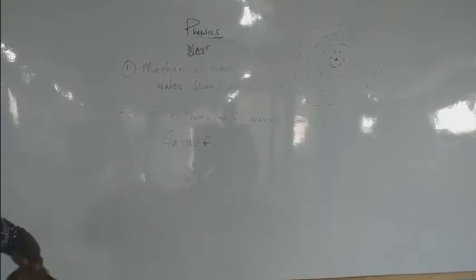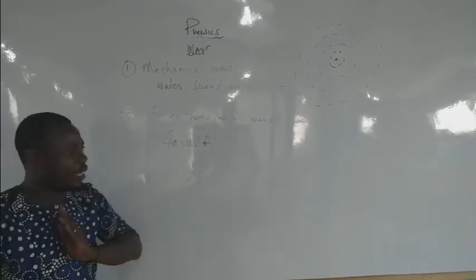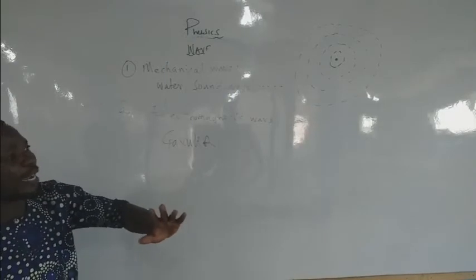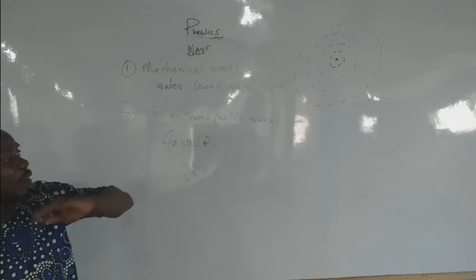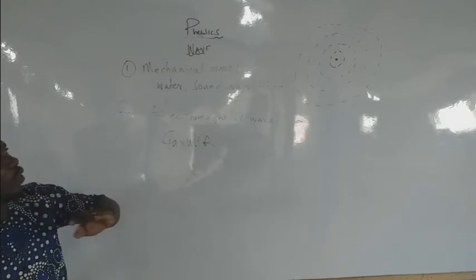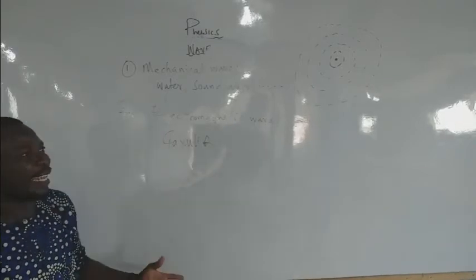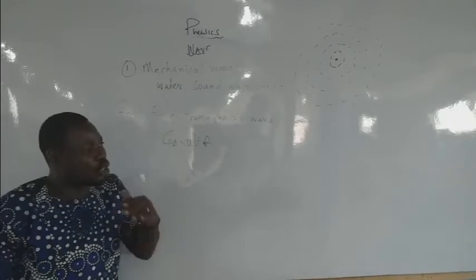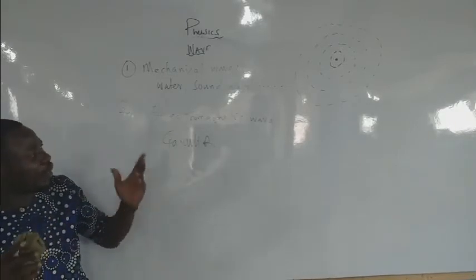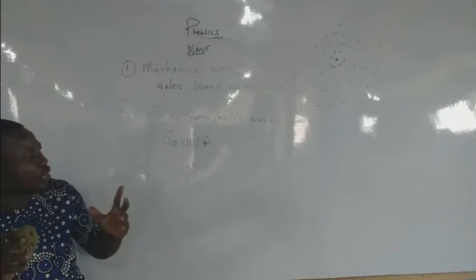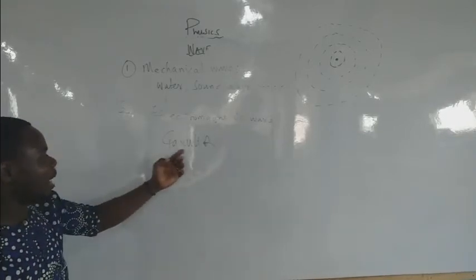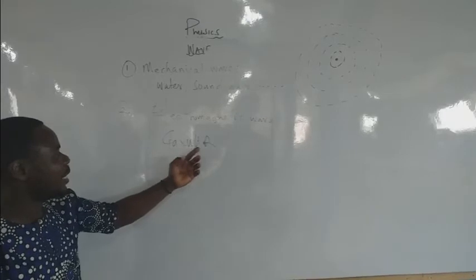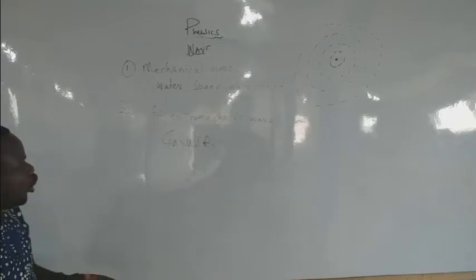They can travel in free space, and they also travel with the speed of light. So that's why we call them electromagnetic. They are produced as a result of the vibration between magnetic and electric field. So examples are gamma ray, X-ray, ultraviolet light, infrared and radio wave.